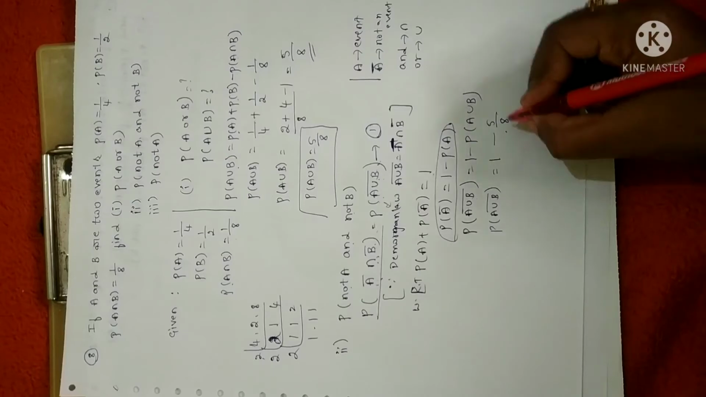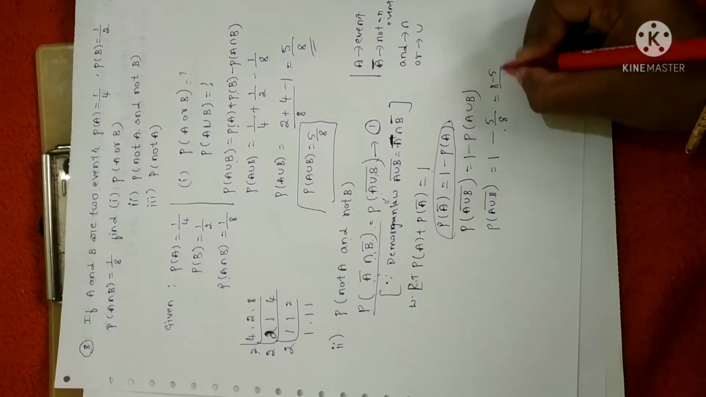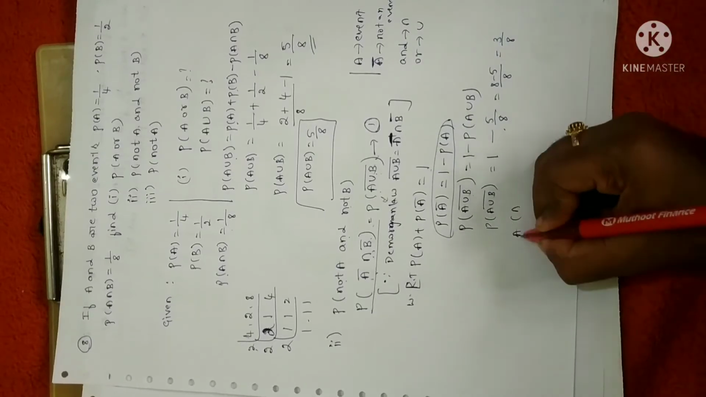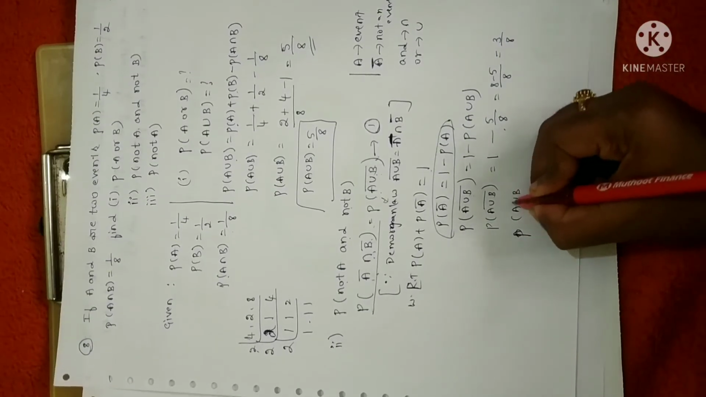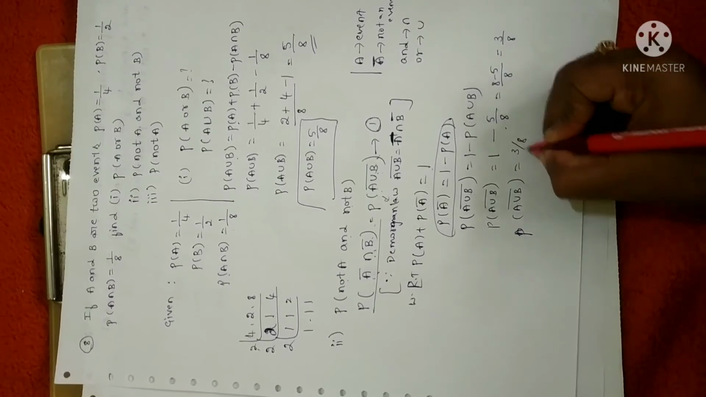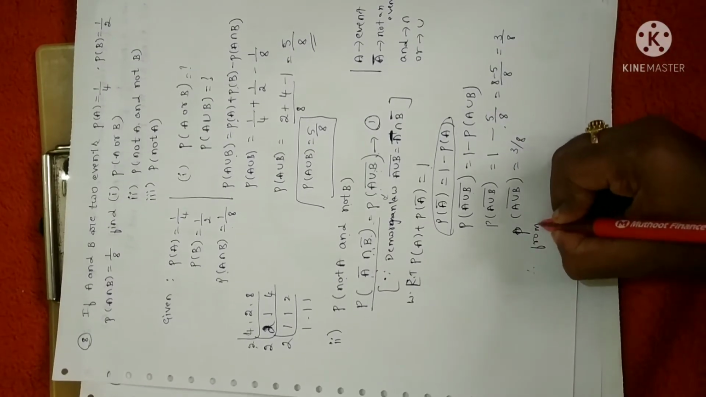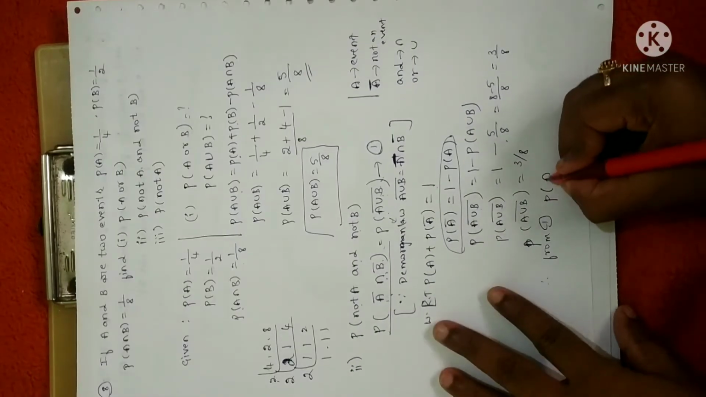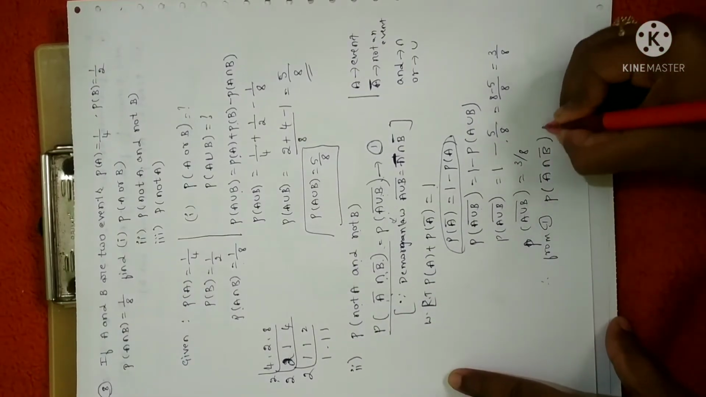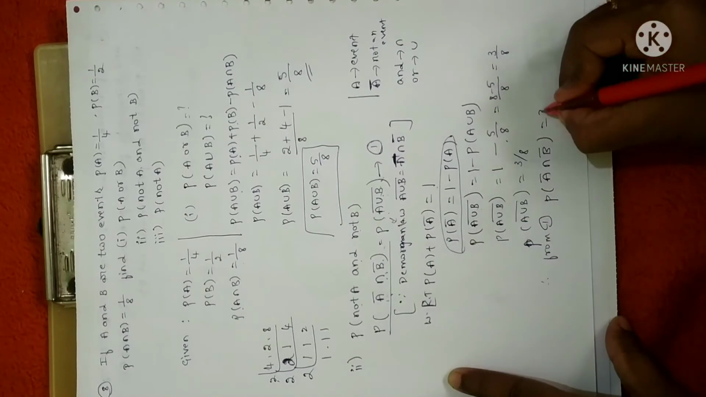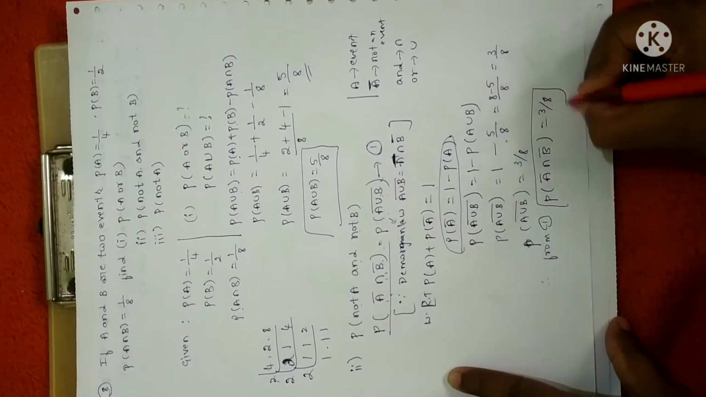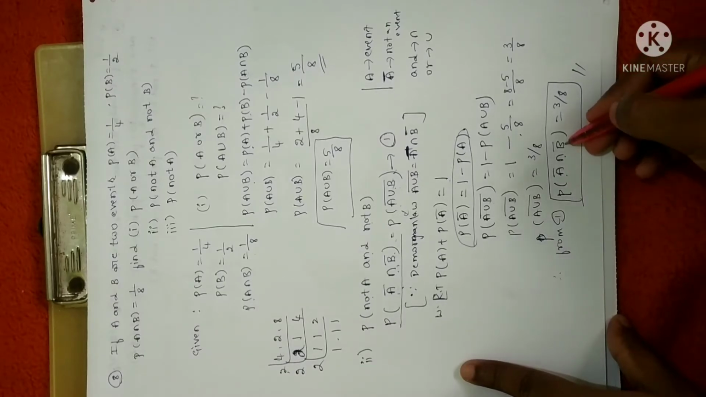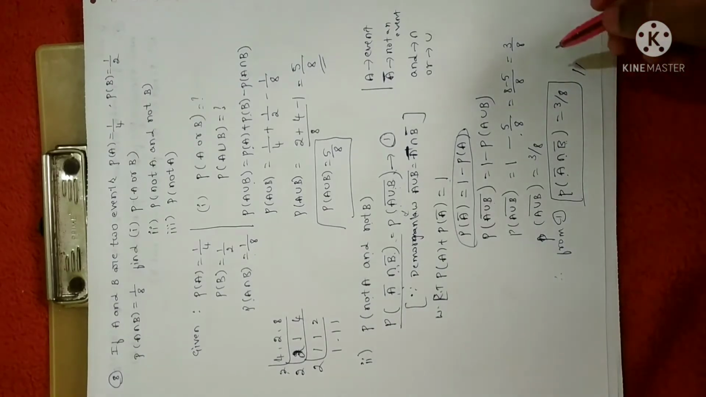Now let me take the LCM. So you will get 8 minus 5 by 8. It is 3 by 8. So the probability of (A union B) whole bar is equal to 3 by 8. Therefore, from 1, I am going to substitute this value in 1. Therefore, probability of A bar intersection B bar is equal to 3 by 8. This is what we have to find, that is probability of not A and not B. Clear? So this is the second sub question.